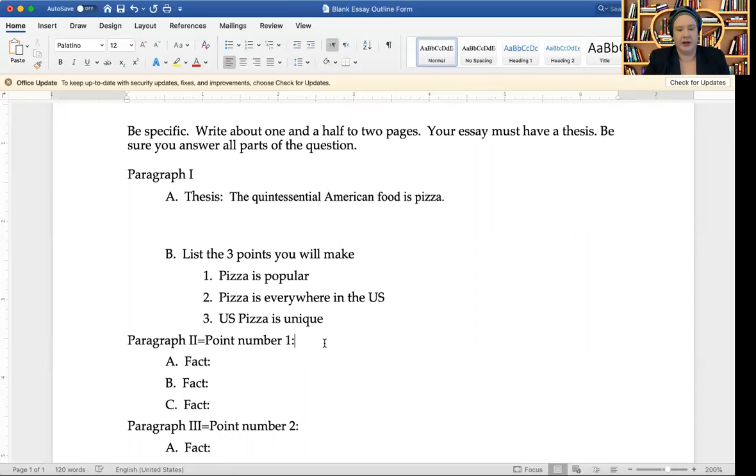So point number 1 is the popularity of pizza. This would be something that would be super easy to look up specific facts. How many pizzas sold daily? I don't even know, but that would be a specific fact. How many dollars made on pizza yearly?